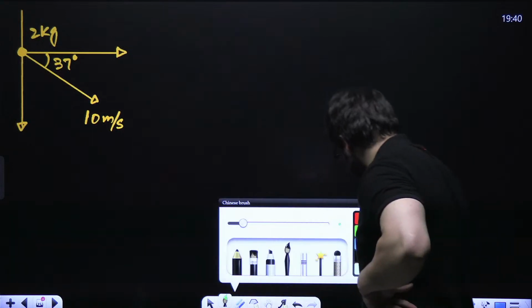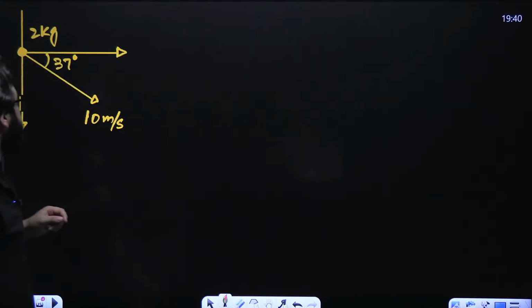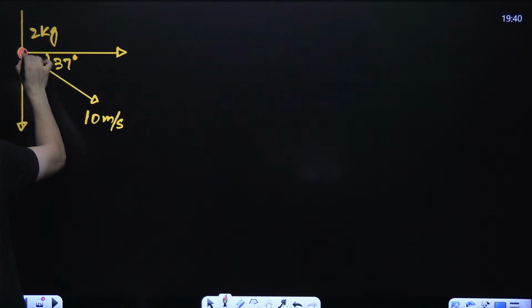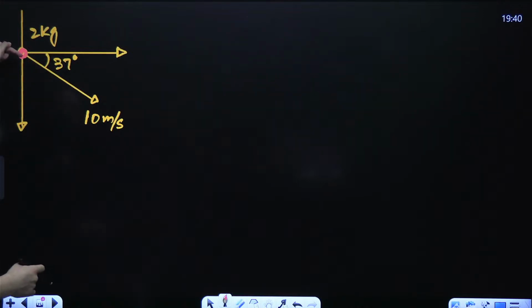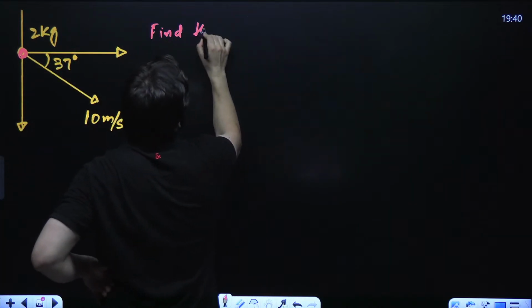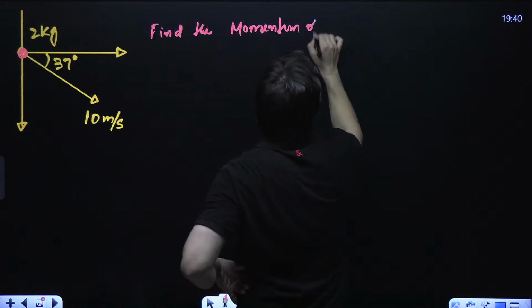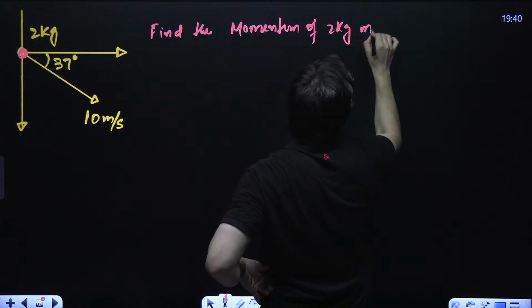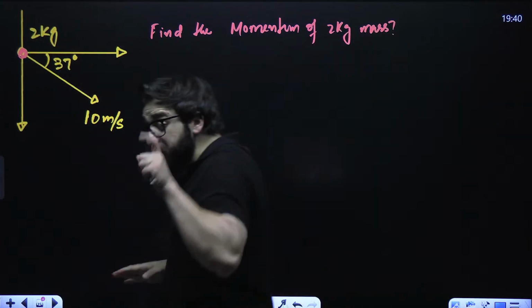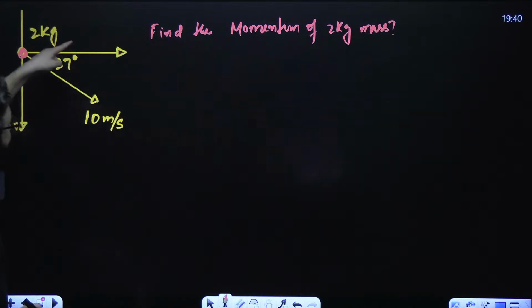Okay. Now guys, listen to me very carefully. We have got a mass over here. This is a 2 kg mass. Find the momentum of the 2 kg mass. And I have told you guys, if you ever get a velocity at a certain angle, then you have to break it into 2 components.